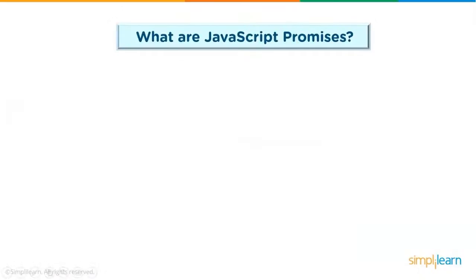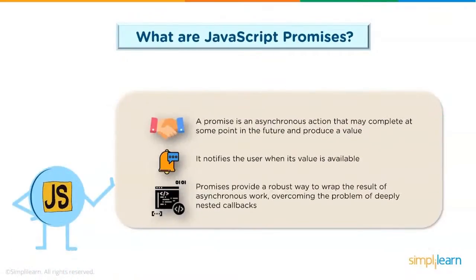Moving on, what are JavaScript promises? Now, in the case of asynchronous actions, instead of arranging for a function to be called at some point in the future, you could return an object that represents this future event. This is what the standard class Promise is for. Now, a promise is basically an asynchronous action that may complete at some point in the future. And when it's completed, it produces a value. Now, it is able to notify when its value is available. The easiest way to create a promise is by calling the Promise.resolve method. Now, this function ensures that the value you give it is wrapped within a promise.